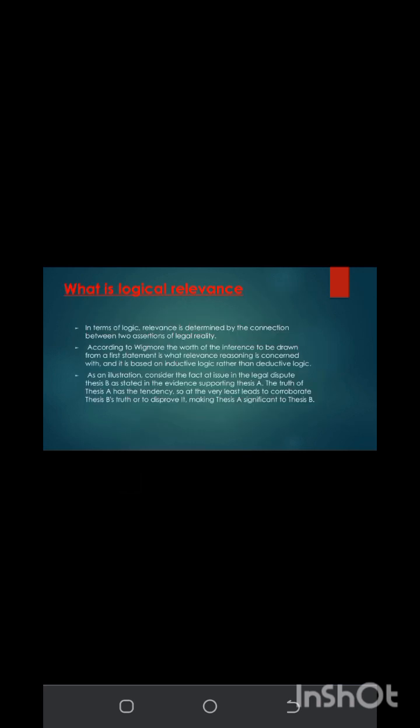Regarding relevance, admissible facts can be relevant. But in admissibility, relevant facts are not necessarily admissible. Legally relevant facts are admissible. Then what is logical relevance? In terms of logical relevance, it is determined by the connection between two assertions of legal reality.